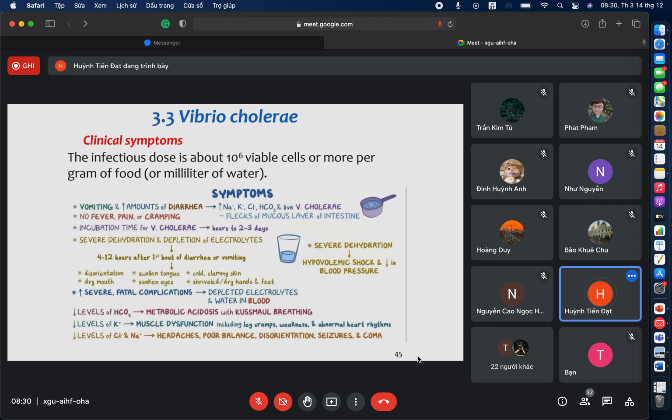found in cholera. The incubation time is up to 2 to 3 days. So severe dehydration and depletion, when the body cannot get the nutrients in and loses a lot of water. They lead to severe dehydration and depletion of the electrolytes. The electrolytes here are potassium, sodium, and some bicarbonate.